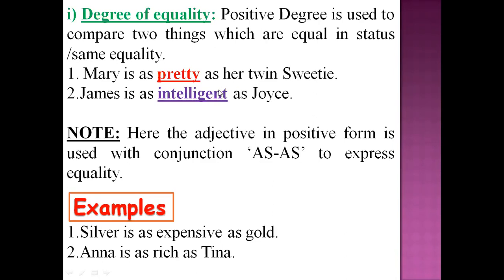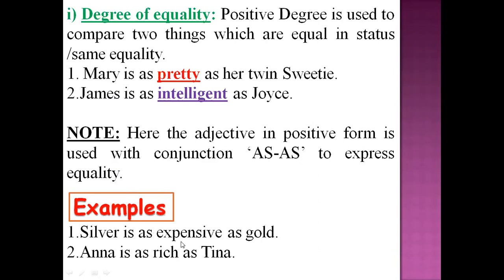But these two are equal in status, or the same equality they have. Here the adjective in positive form is used with the conjunction "as" to express equality. Now the suitable conjunction used for degree of equality is known as "as", and it can be used to express equality. And we want to look at some other examples now.